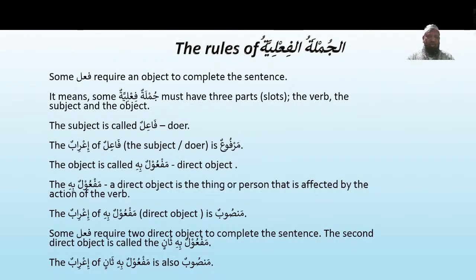Let's go through the rules of al-jumlatul fi'liyah too. Some fi'l require an object to complete the sentence. It means some jumlatun fi'liyatun must have three parts: the verb, the subject, and the object. So those fi'l that require an object will have three parts. Those fi'ls that do not require objects will have only two parts.